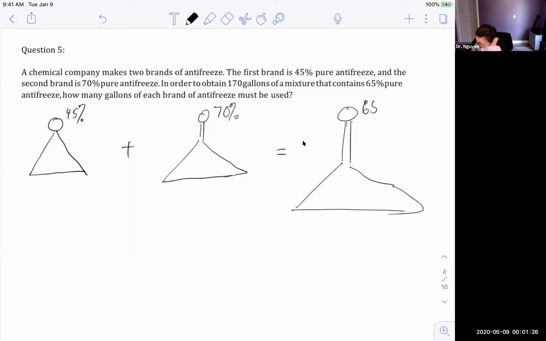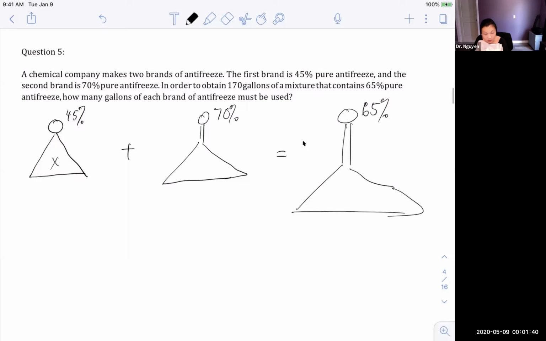And this one is 65% pure anti-freeze. Now, what do we have inside of the beakers? So we know nothing about the first one, so I have X here. We don't know the volumes of the second brand, so I'm just going to put Y. We do know the total, so that's 170. You see right there, I have the first equation, X plus Y equals 170.